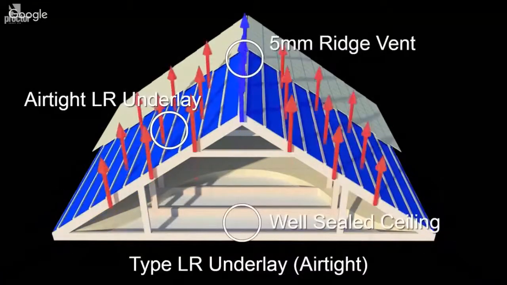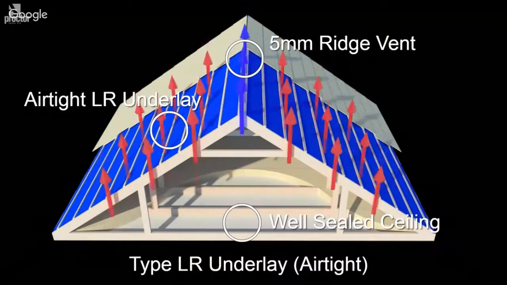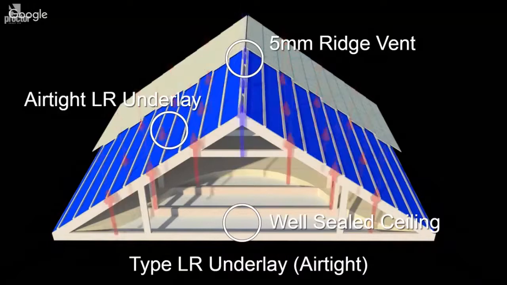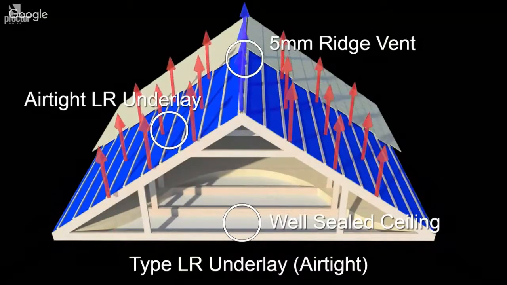So coming on to airtight LR underlays, or low resistance underlays, they can improve the situation by essentially allowing the vapour to escape through the entire roof surface and not just through the ventilation openings. Whilst this reduces the likelihood of the vents becoming blocked, airtight LR underlays do not have sufficient vapour permeability to eliminate the need to ventilate altogether.